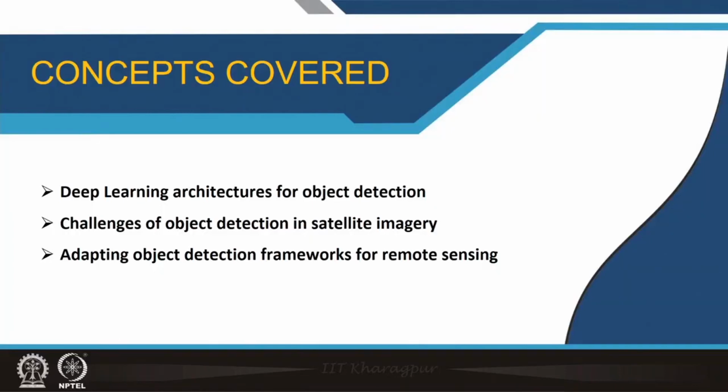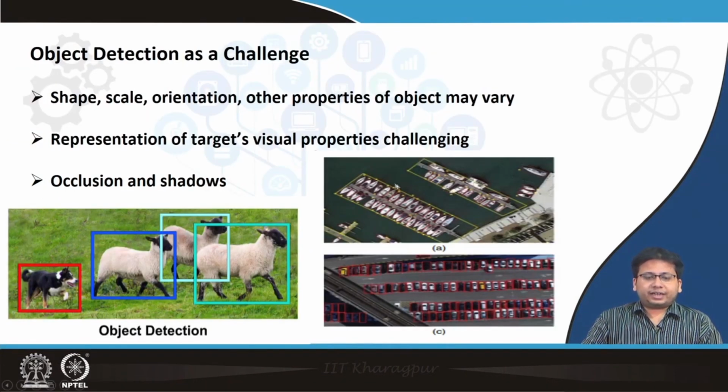So, the basic concepts that we are going to cover today are deep learning architectures for object detection, challenges of object detection in satellite imagery, and adapting object detection frameworks for remote sensing. So, object detection we know is one of the standard tasks in computer vision.